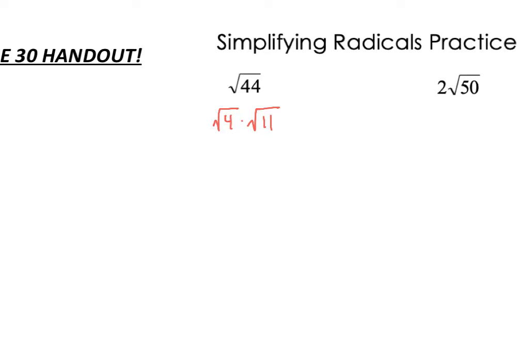And then we're going to simplify the perfect squares. So square root of 4 is 2. And then we leave square root of 11.